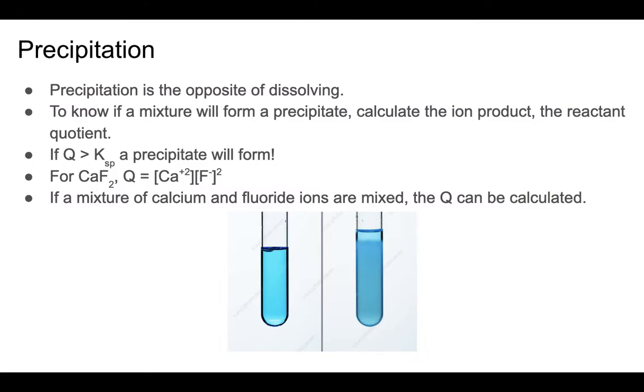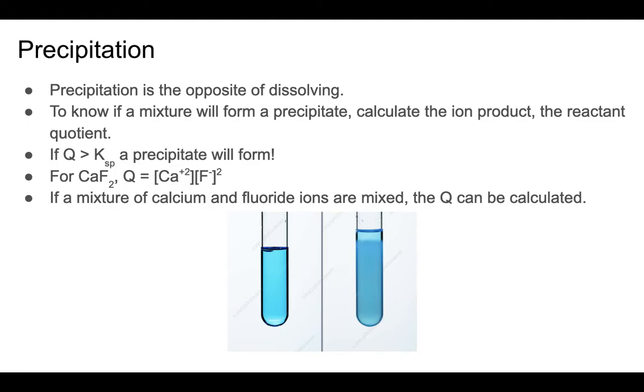The most important thing to keep in mind here is that in precipitation, we're talking about the opposite of dissolving. So we've been talking about the dissolving process and how Ksp, if it's small, means that things aren't very soluble. Now we're turning it around. We're talking about putting ions together and letting them form a solid. That's the opposite of dissolving.